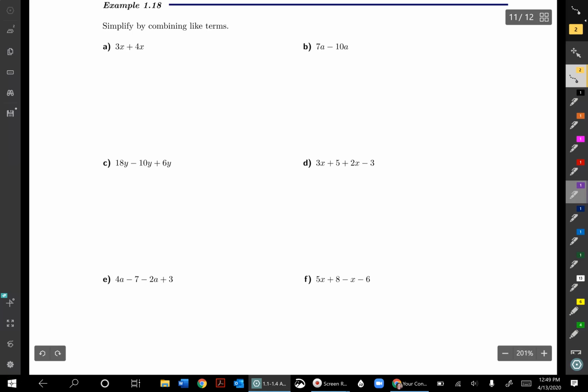So for D, we have like terms. We have 3x and we have 2x, so that's going to give us 5x. It's kind of like 5 apples. And then we have the positive 5 and a minus 3, or you could say negative plus a negative 3. And that is going to give us a positive 2. So it's like 2 oranges. And that would be our answer.